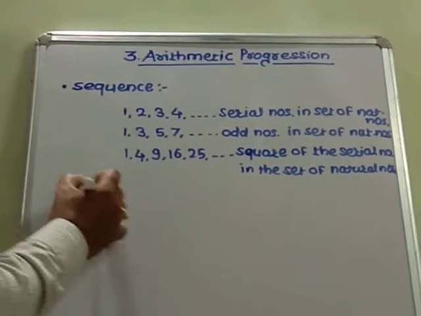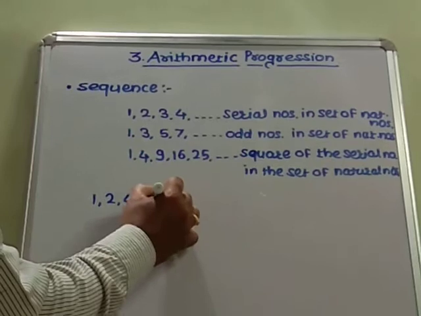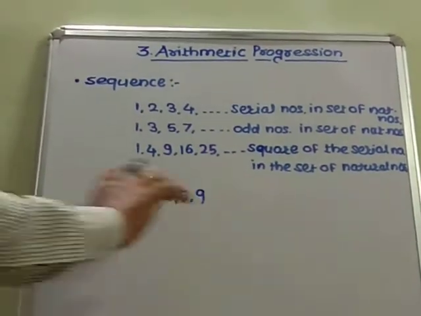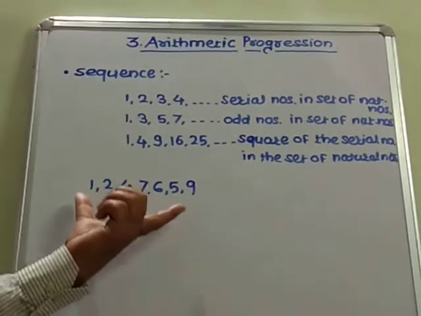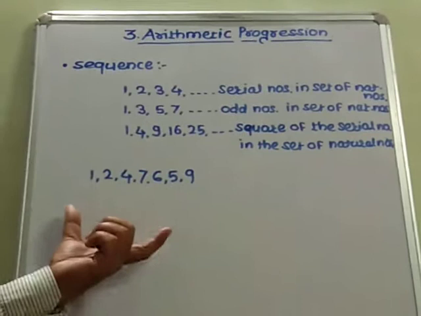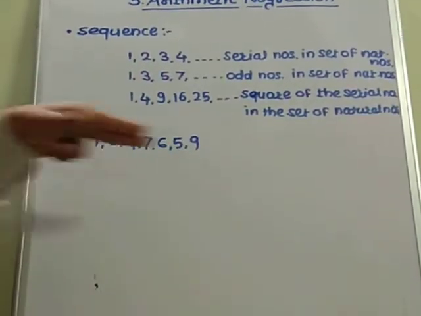Are you saying that this is a sequence? No. Why? Because the numbers are not arranged in a definite order according to a definite rule. Here no rule is applied, no arrangement.